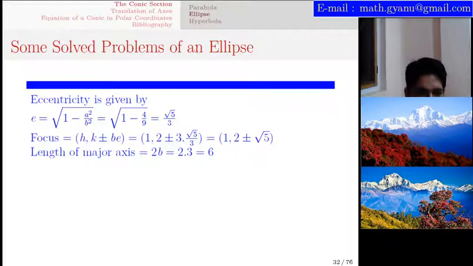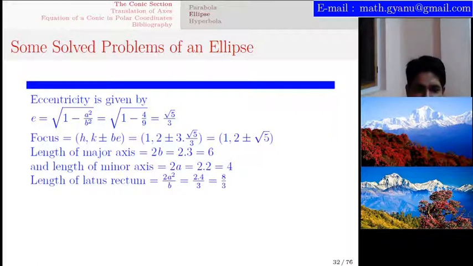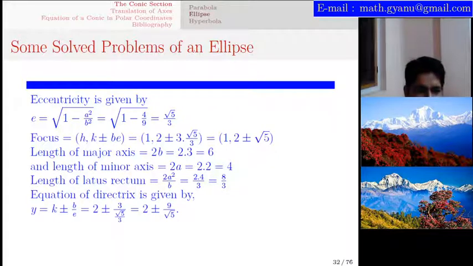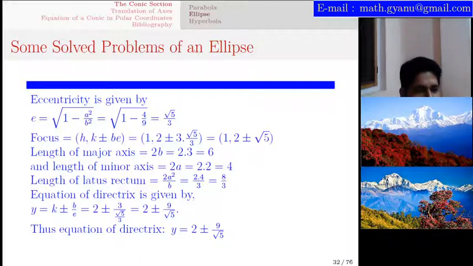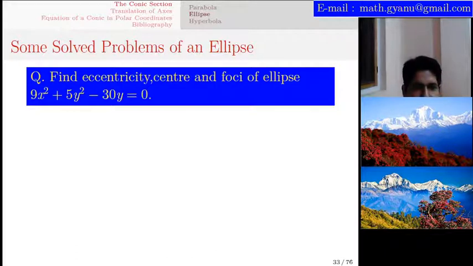And the length of major axis, that is 2 times b, is 6, and length of minor axis, 2 times a, is 4. And length of latus rectum is given by the formula 2 times a square divided by b, that is 8 by 3. And equation of directrix is given by the formula y equal to k plus minus b by e. That will be 2 plus minus 3 whole divided by root 5 by 3. After simplifying, you will see that the equation of directrix is y equal to 2 plus minus 9 by root 5.